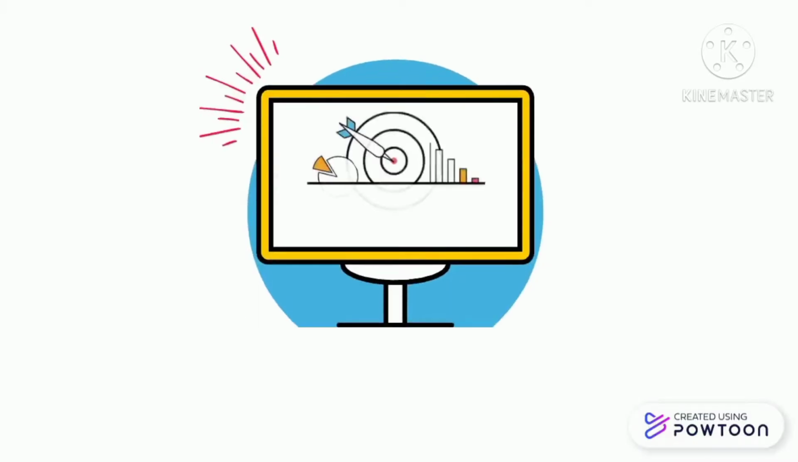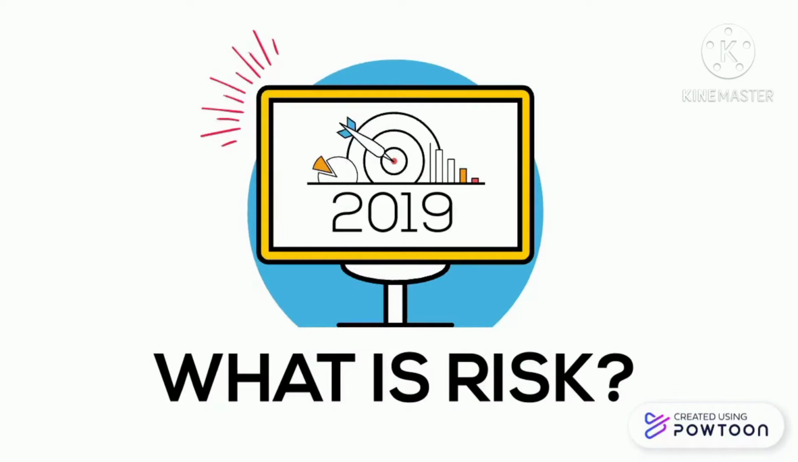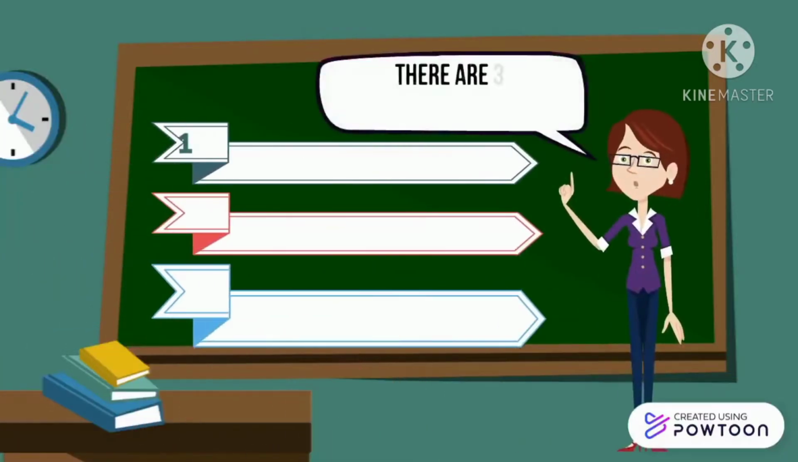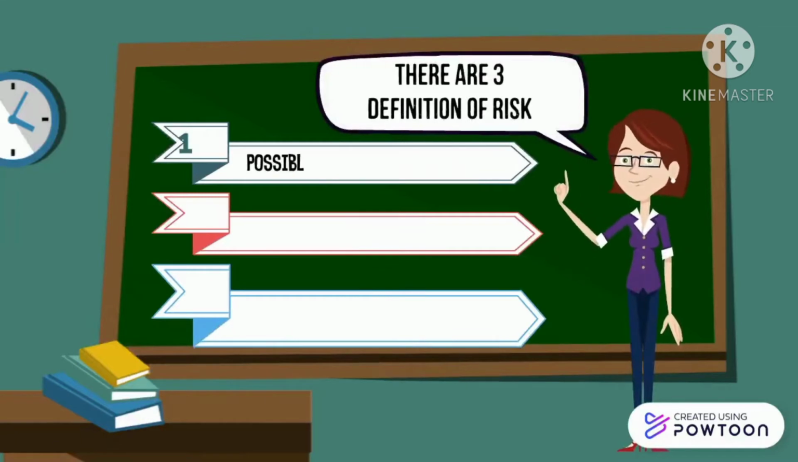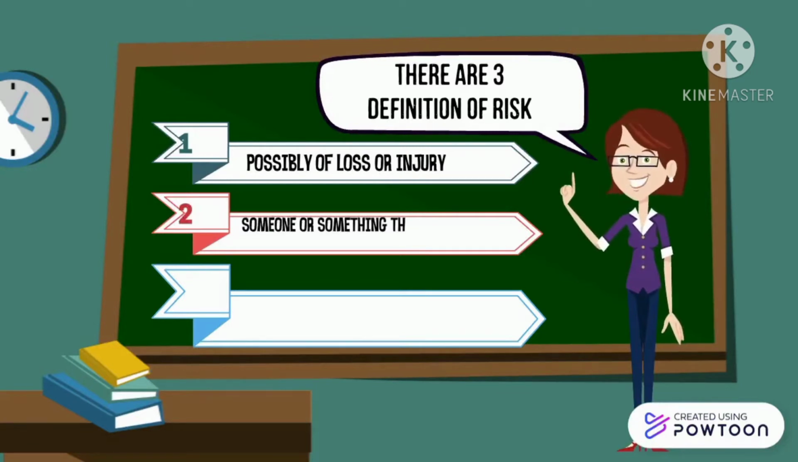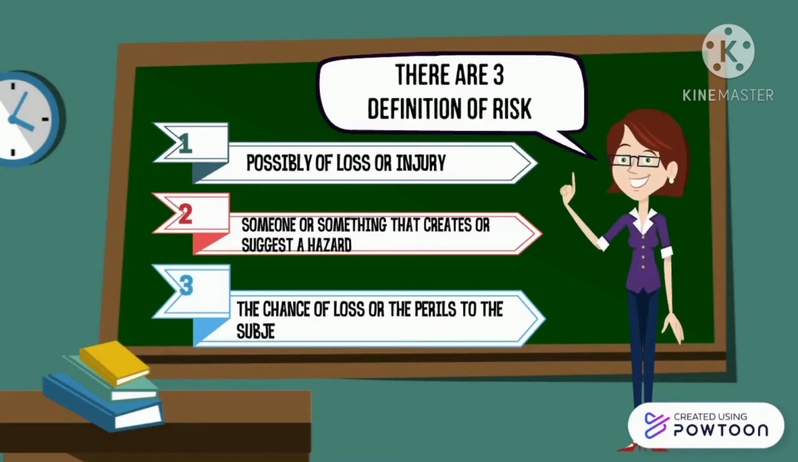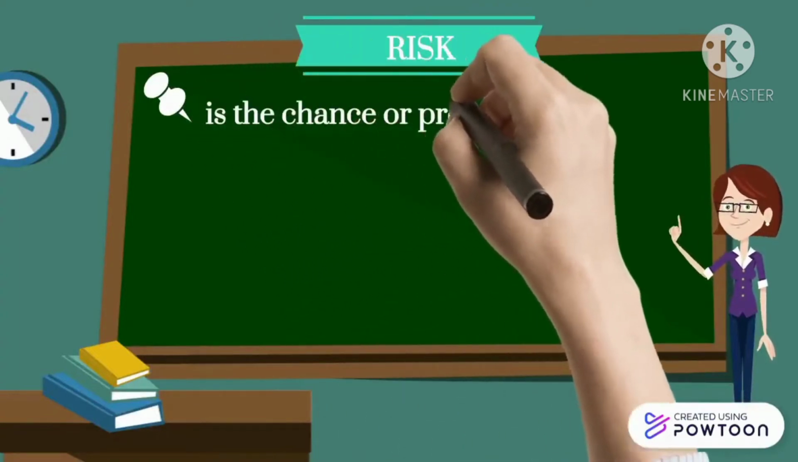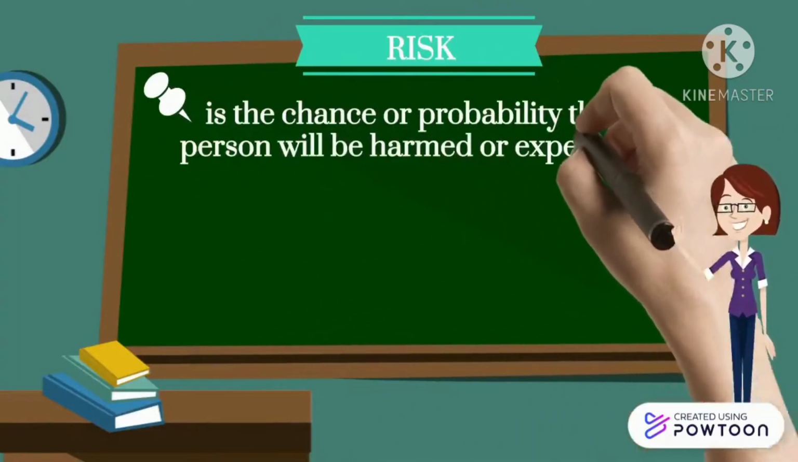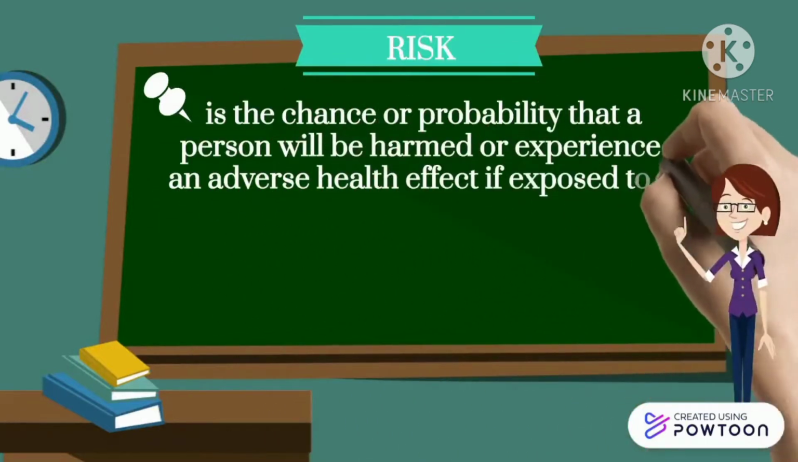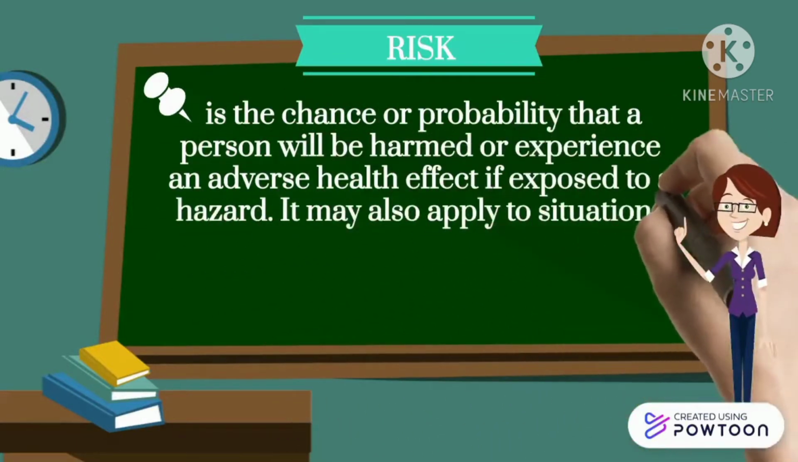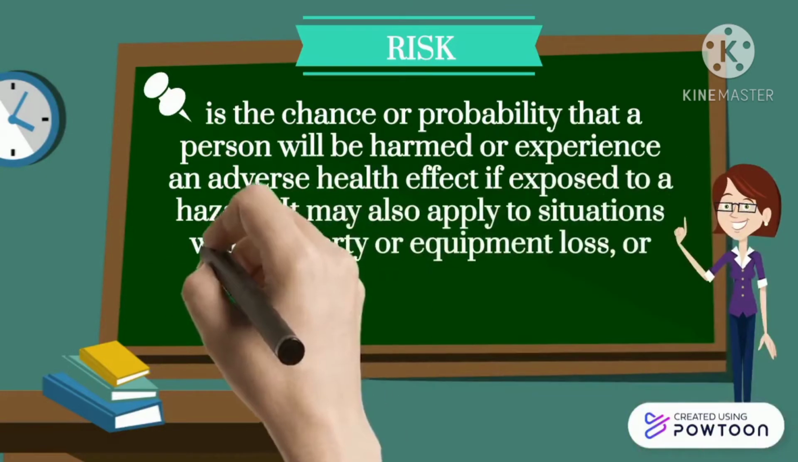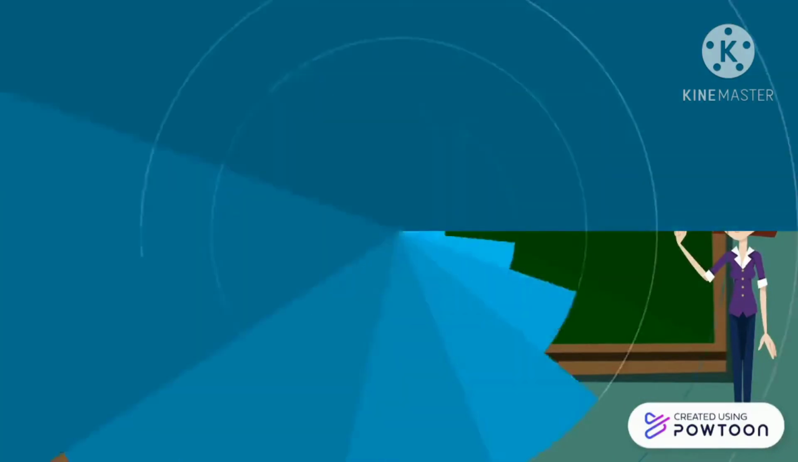Now let's go on to risk. What is risk? There are three definitions of risk. First, possibility of loss or injury. Second, someone or something that creates or suggests a hazard. Third, the chance of loss or the perils to the subject matter of an insurance contract. Another definition of risk is the chance or probability that a person will be harmed or experience adverse health effects if exposed to a hazard. It may also apply to situations with property or equipment loss or harmful effects on the environment.